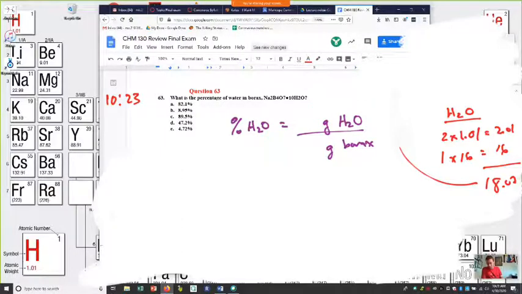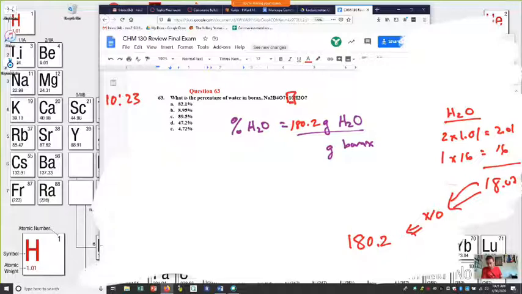This is where we have to look carefully at our formula, and when we look at the formula of this, there are 10 water molecules in borax. So this isn't just 18, this would be 18 times 10. The amount that I should be looking at would be 180.2. And that's how much should be showing up in the numerator. So 180.2 grams of H2O.